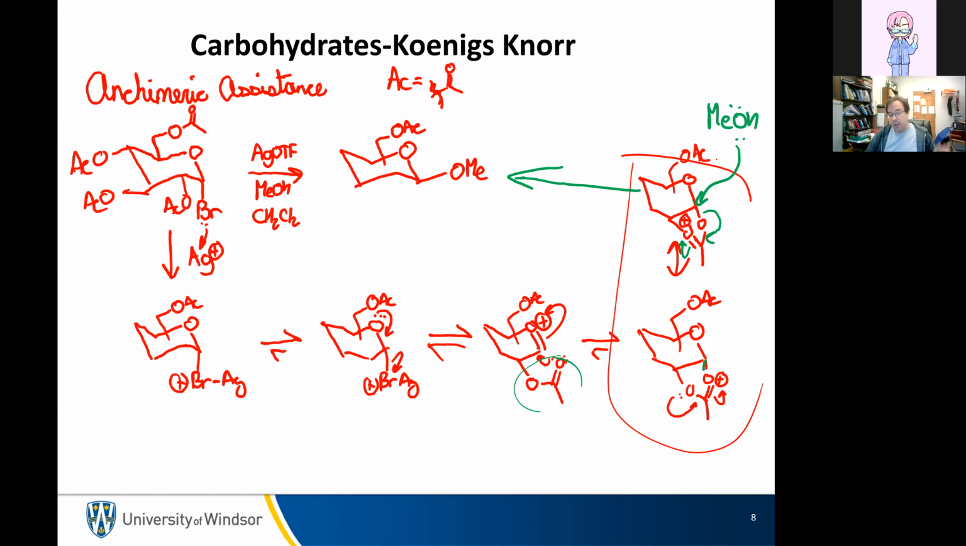So this is anchimeric assistance. I'm still going to pronounce it anchimeric assistance, even though I'm wrong, because I will forget. But try not to get into this habit. So the chemistry is the same, oxocarbenium is the same. The problem is now we have what's called a participating group at C2. It is called a participating group because it participates.